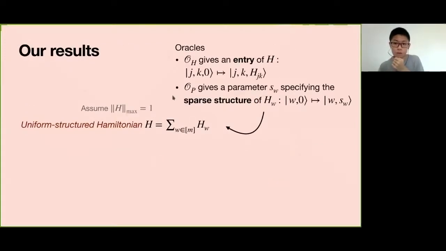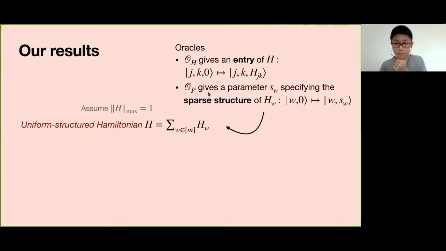Now I will show you our results obtained in our work. We proposed a parallel quantum simulation algorithm for a class of Hamiltonians called uniform structure Hamiltonians, which is a special class of sparse Hamiltonians. And these Hamiltonians can be written in the following form as a sum of several H_w. Now, what are these H_w?